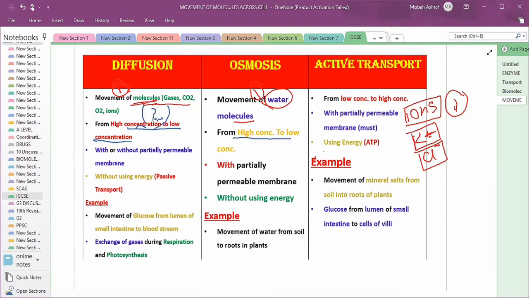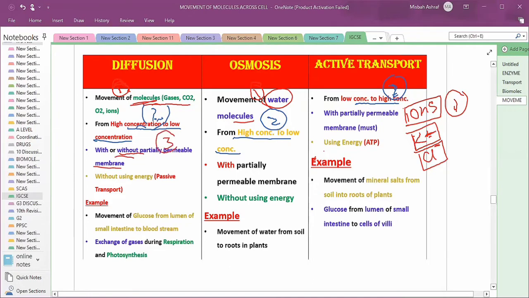The same is done in osmosis: 1 mark is given for higher concentration to lower concentration, and here it's given 1 mark. So 2 marks are for the movement of molecules from higher to lower concentration. Third is for membrane, right? It is with or without membrane. You will be given 1 mark here, 3 points.